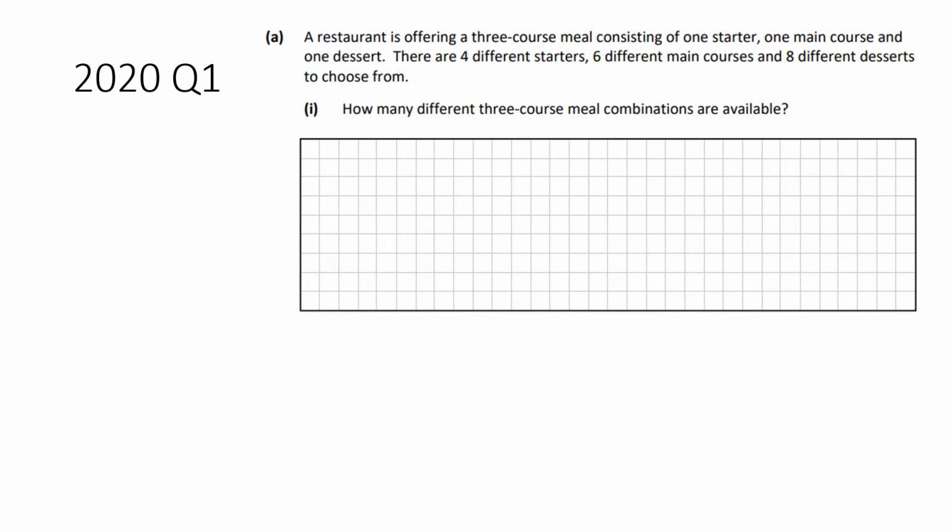So this is the fundamental principle of counting. What you need to do is multiply the choices you have for the starter by the choice you have for the main and how many choices you have for dessert, and multiply 4 by 6 by 8, get 192. So there's 192 different options that they can choose from.